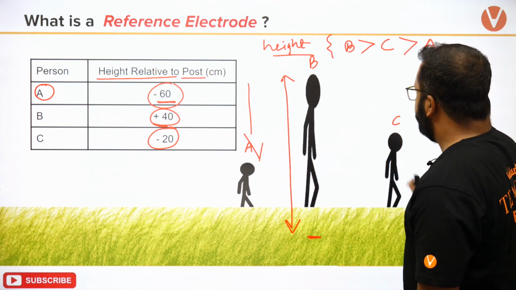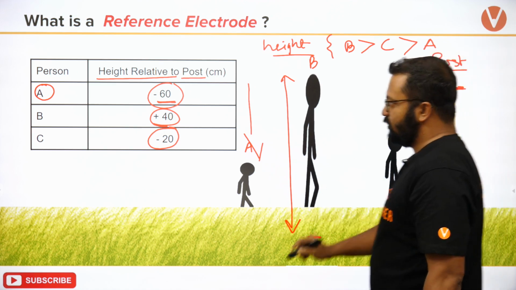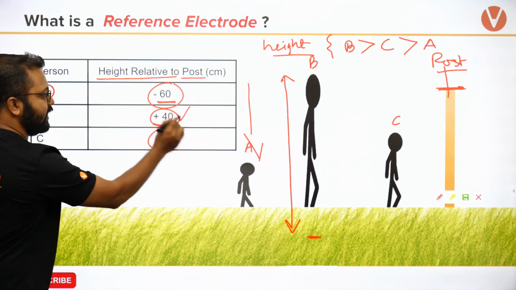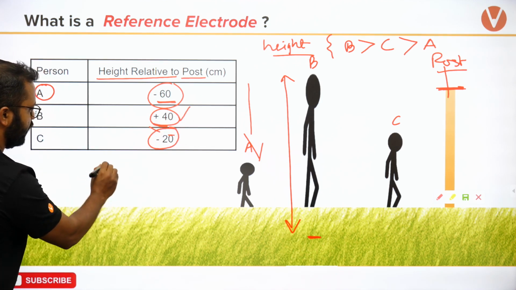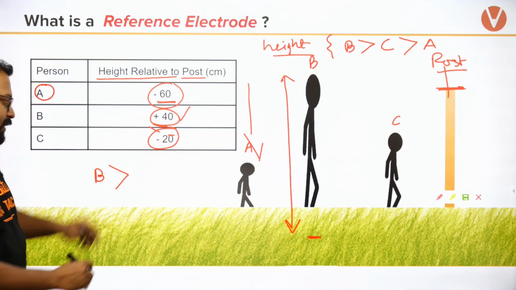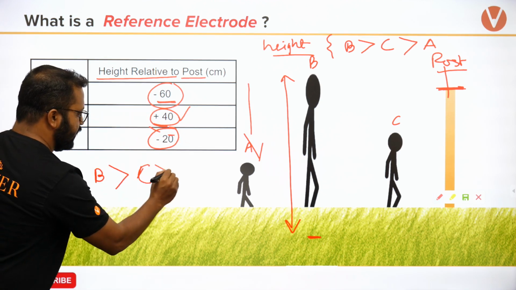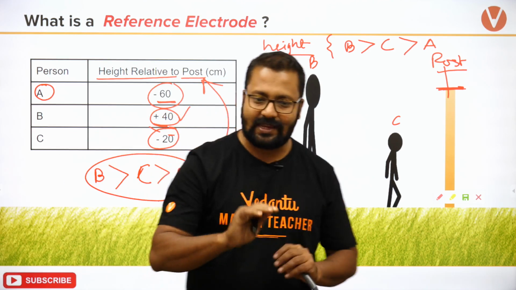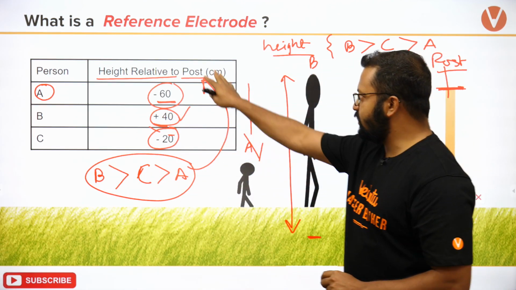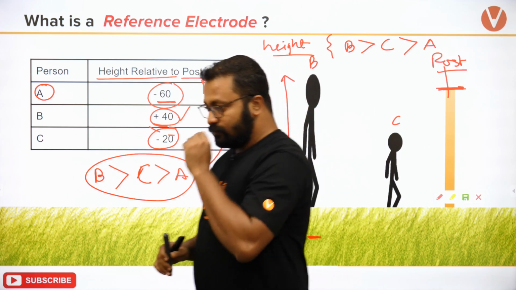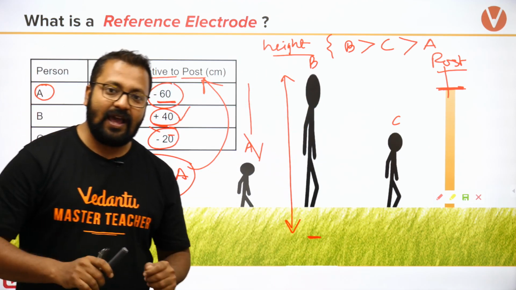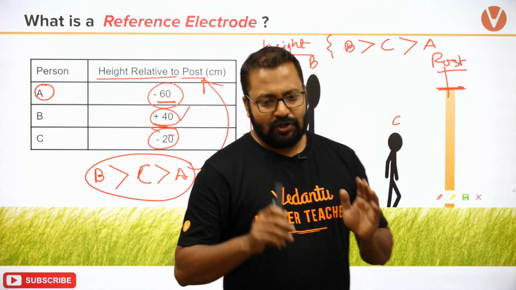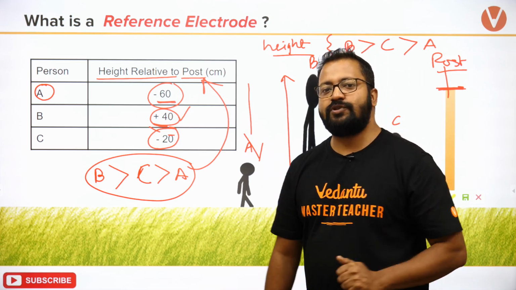Isn't it? But if I measure it with respect to the post, then I can say that with respect to the post, if this guy is at plus 40, then B is taller, and this is at minus 60, this is minus 20. So it is B, C, A. Again using this idea also I am getting the same result. So should I be worried about measuring the absolute values? Tell me. Should I ever be worried about measuring the absolute values?